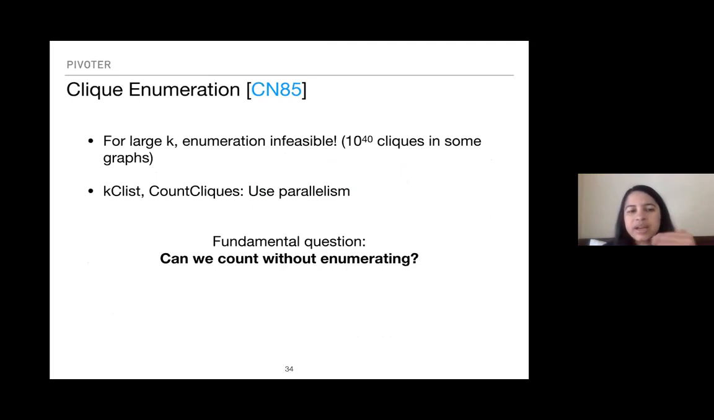And so, other methods try to use parallelism. Essentially, they parallelize the construction of these trees, and also they truncate at a particular k. So they're able to get k-clique counts up to that k and not beyond that. That's how these other algorithms try to address this combinatorial explosion. But we wanted to ask a more fundamental question, which is, can we count without enumerating?